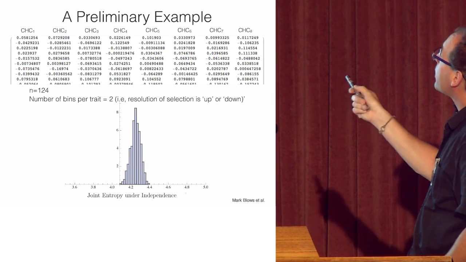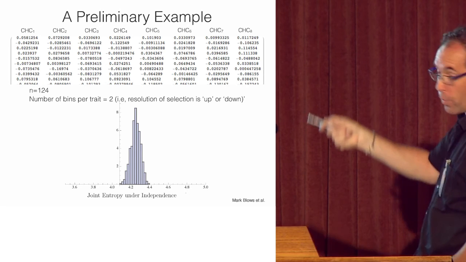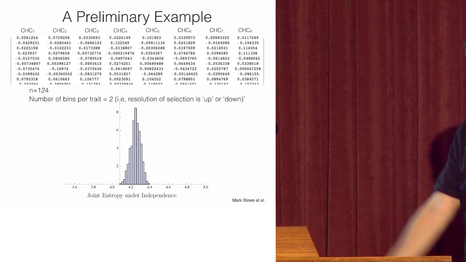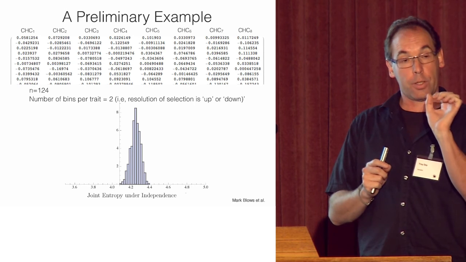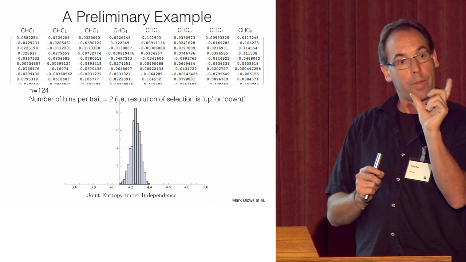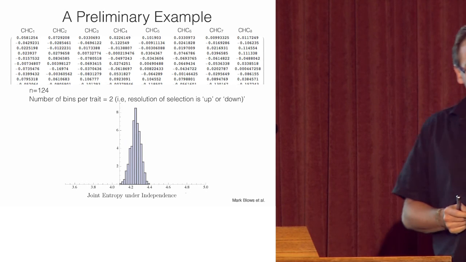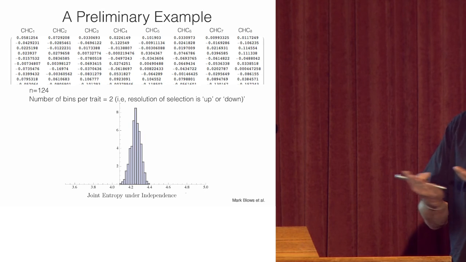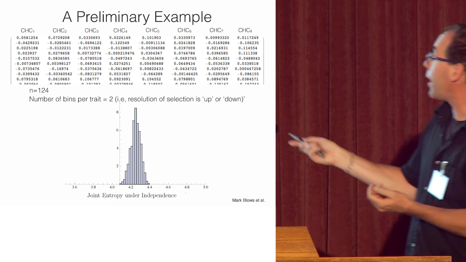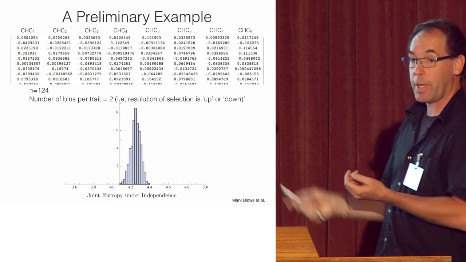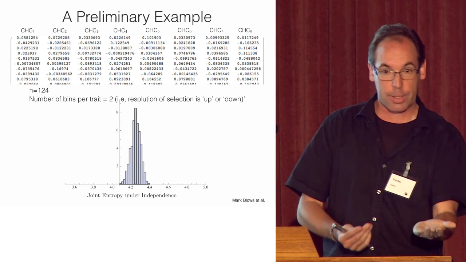Here are the 8 trait values that I mentioned earlier, and there's 124 of them, so these are breeding value estimates. What I need to do is set this resolution of selection. Remember, that was the width of the bin that I'm selecting for. With 8 traits in a data set of 124, there's really not much more you can do statistically than choose 2 bins per trait. So you can think of my resolution of selection as one where I'm either imagining selecting upward on CHC1 or downward on CHC1.